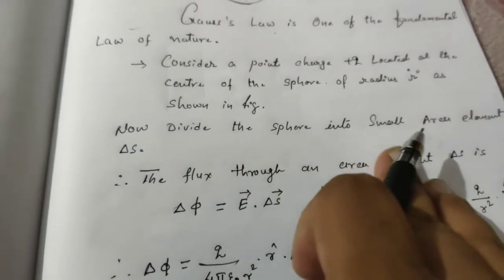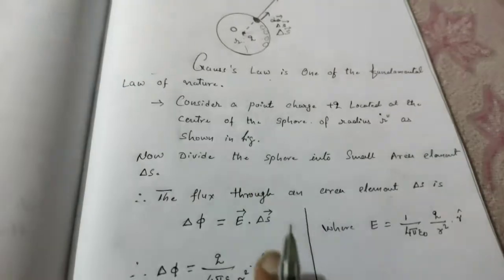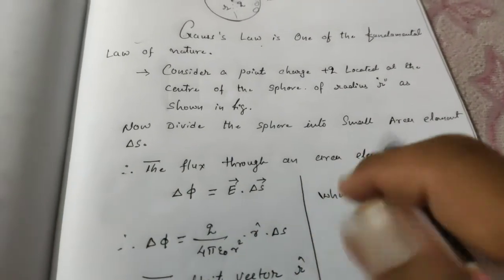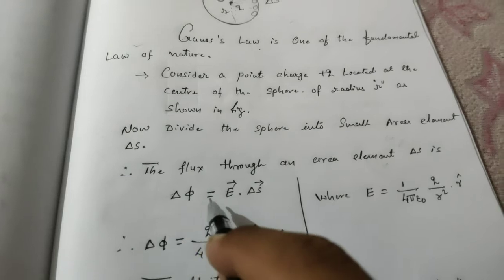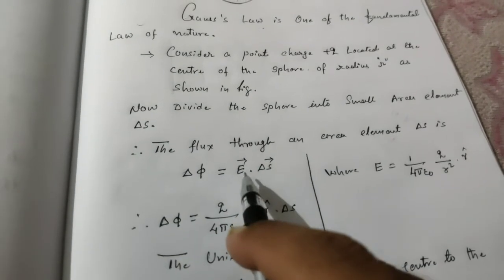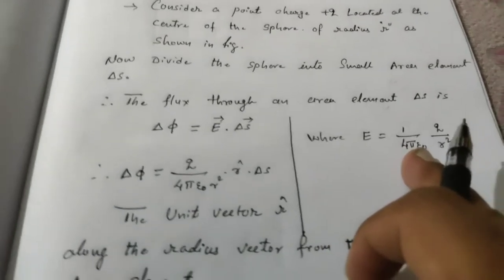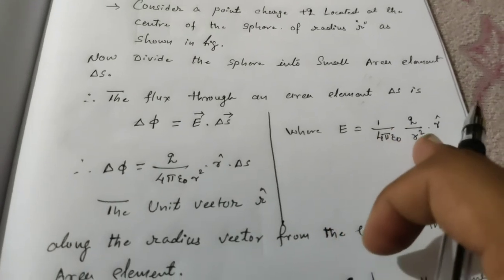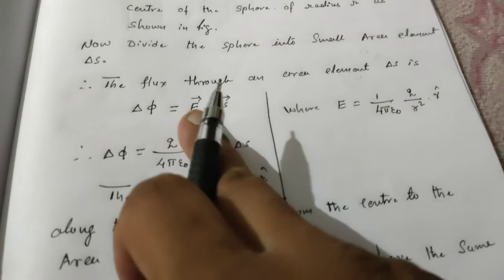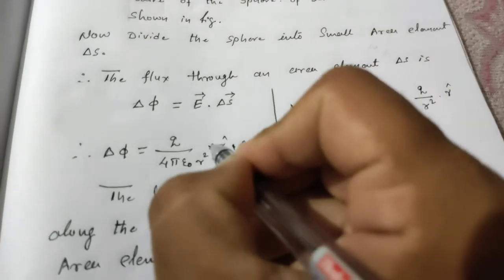Means we divide the sphere into small area elements, delta s. So whatever flux is associated with this surface area element, we can write by using the equation of flux, which is delta phi equal to E dot delta S. Since we are using a small area element, the flux is also small, so we use delta phi. Since it's a dot product, we put a dot over here, where E stands for electric field, which is kq upon r square, with k equal to 1 upon 4 pi epsilon naught, so 1 upon 4 pi epsilon naught into q upon r square into r cap, where r cap is the unit vector along the direction from the center to the area element. Here we are putting the value of E, so we get this equation. Remember, this is a dot product and this is simple multiplication.